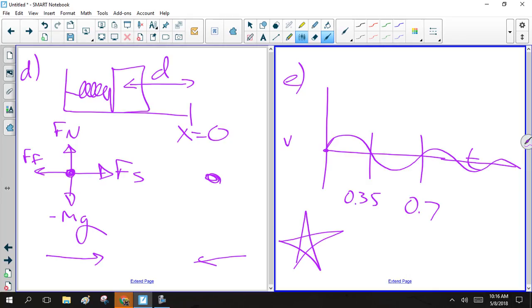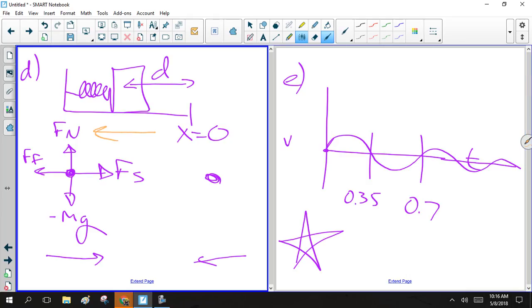Okay. And it's moving away from the equilibrium point. Wait, I understand now. I misinterpreted the question. Moving away from the equilibrium point would mean it was moving this way. Okay, I understand now. I thought the position didn't really matter for the second one and it was after it, but it's supposed to be at the same position.